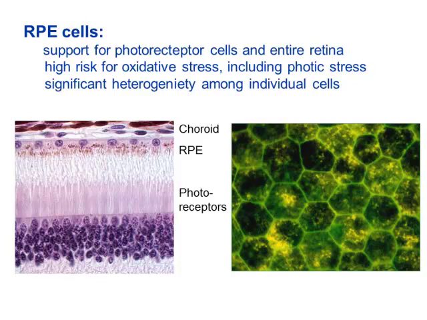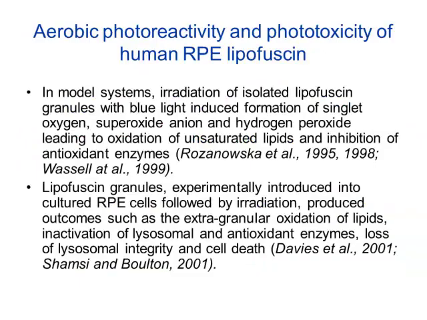It is at high risk of oxidative stress, including photic stress, because of the location and the function and some other things. But here, it's a flat mount of human retinal pigment epithelium taken from a post-mortem eye. And you can see here, well, that's actually fluorescence of lipofuscin. You see a huge heterogeneity between the cells, and that's another important factor. Not all cells behave the same. Single cells may behave very differently, and I will stress this later in my talk.